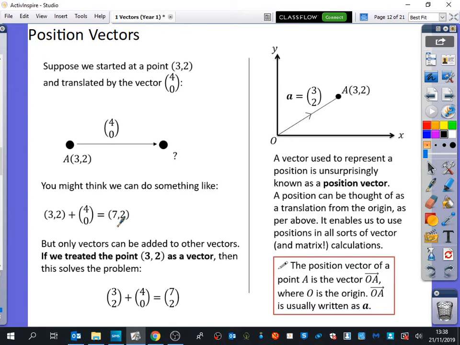But the problem is that you can't add vectors to coordinates. It says down here, only vectors can be added to other vectors. If we treated the point (3, 2), which is just a coordinate, as a vector, then this solves our problem. Instead, we can just say we have our starting point (3, 2), we're translating it 4 to the right, and we end up with (7, 2). So our solution there is actually being used to change a coordinate into a vector. Nothing that crazy, but it's just worth noting that subtle difference between a coordinate and a vector.